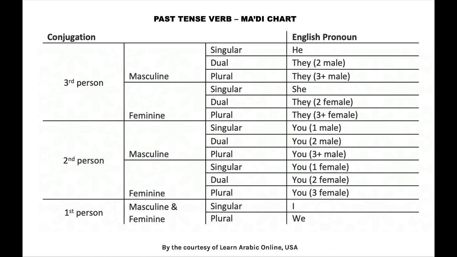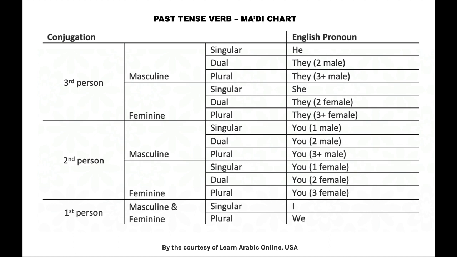Next, it identifies the masculine and feminine. And finally, on the left-hand side, the whole column has been divided into three: third person, second person, first person. So what does this tell us? Now, can you see he, they, she, they, you, I, we? 3 plus 3 plus 3 plus 3 and then 2, total 14.